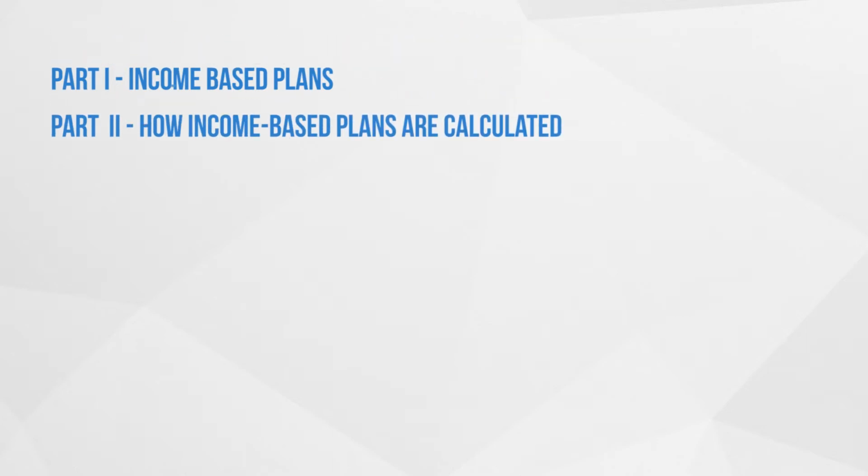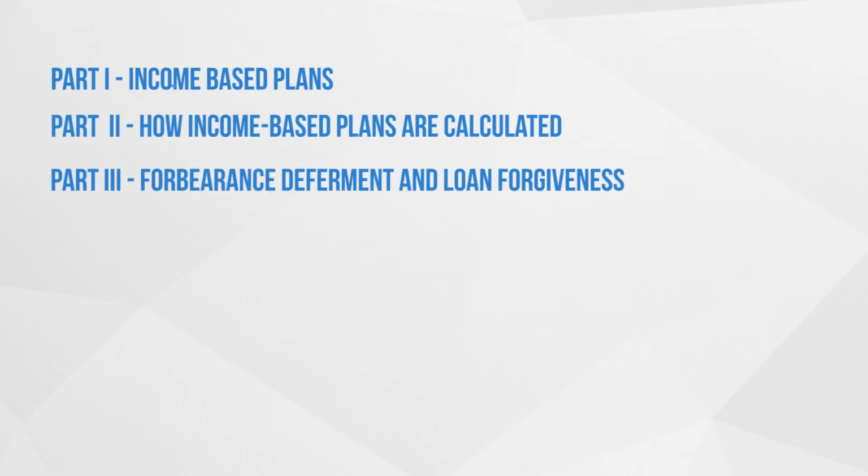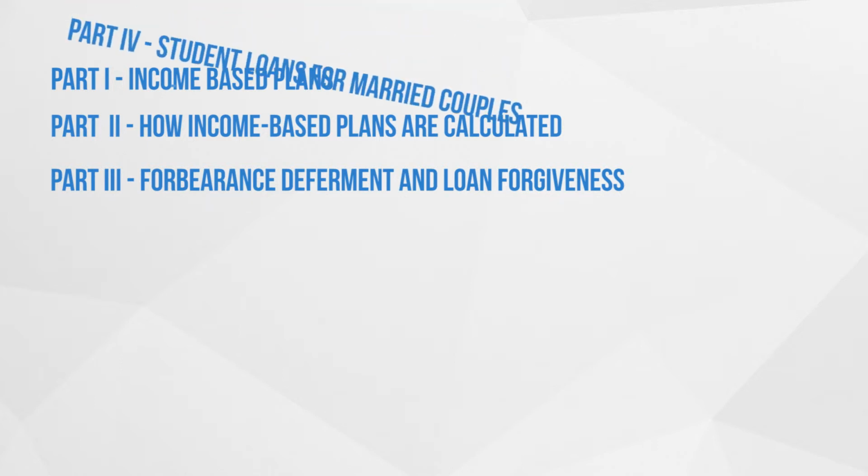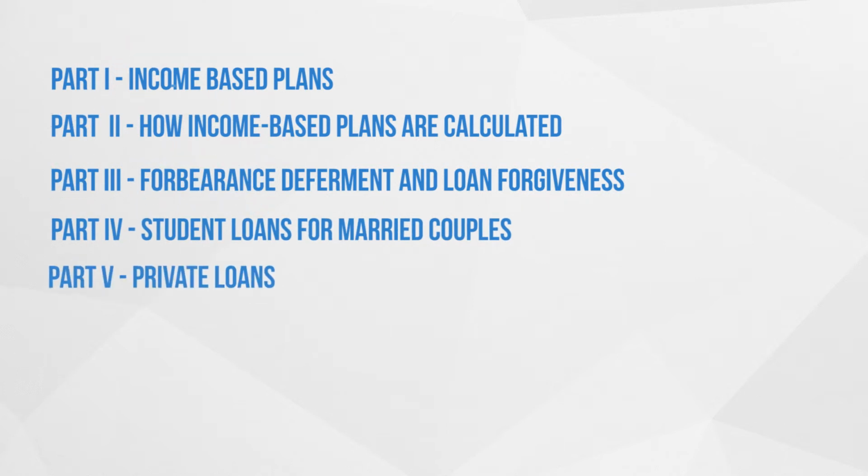So in part one, we're going to cover, and I got my cheat sheet with me because we're covering a lot of material today, some of the income-based payment plans that I hear about most regularly. In part two, we'll cover how income-based payment plans are calculated. So if you're on a plan based on a percentage of your income, how do they determine what that payment will be? In part three, we'll cover forbearance, deferment, and loan forgiveness, including the public service loan forgiveness program for those of you who are interested. In part four, we'll do student loans for married couples, and we're going to finish up in part five with private loans.